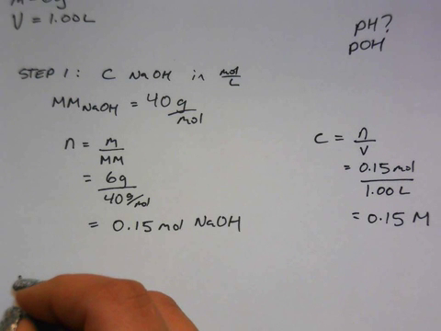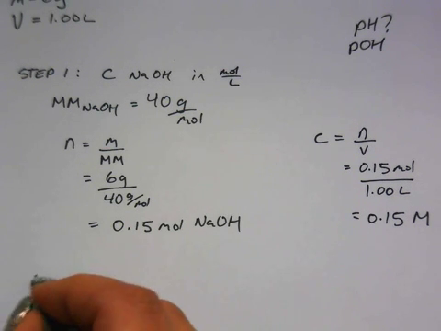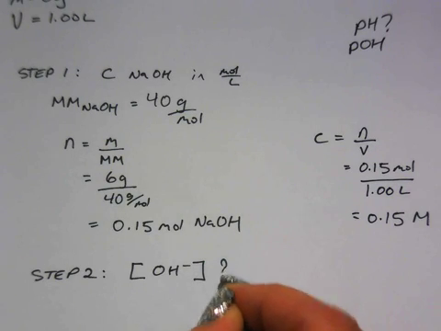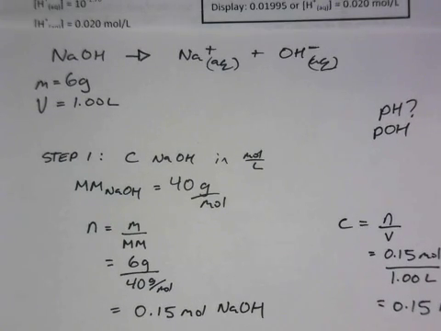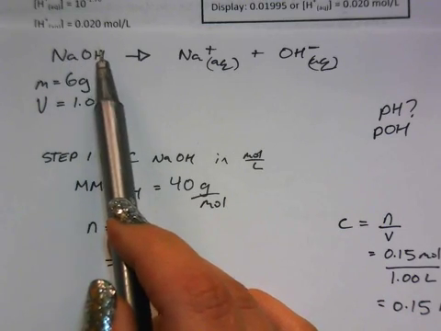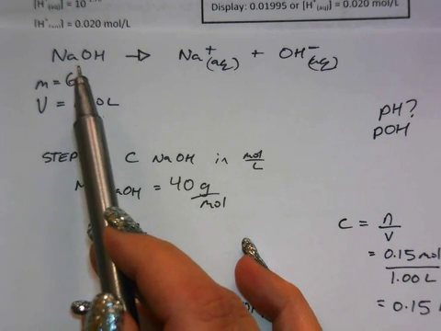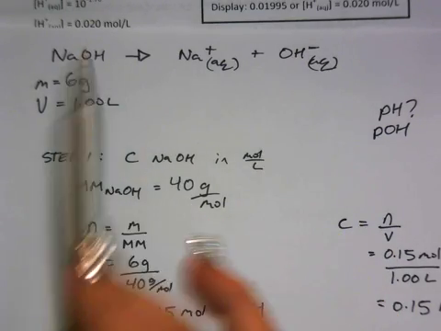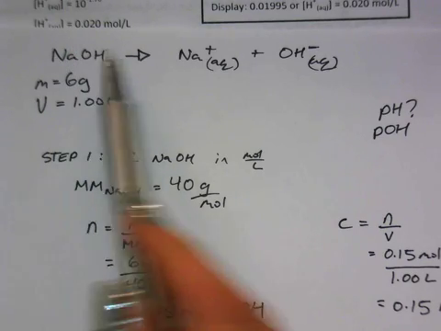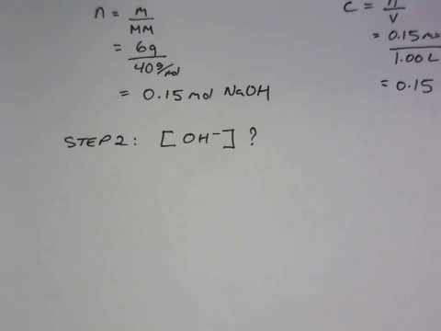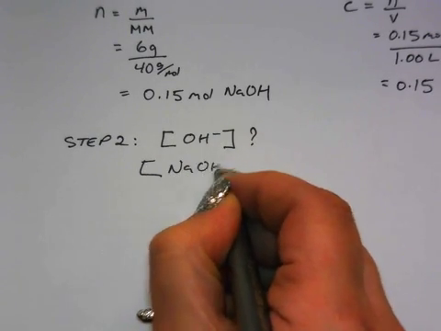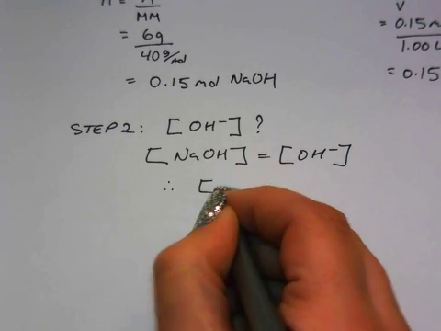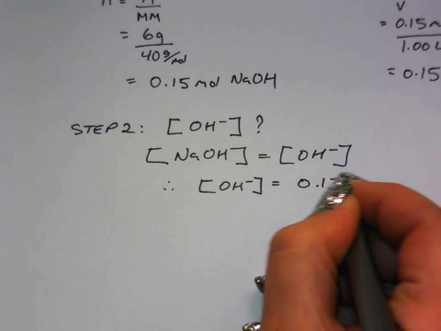Step 2. I want to know what the concentration of hydroxide is. I can take a look at my balanced chemical equation. Every time sodium hydroxide hits the water, it's going to dissociate. It's going to split into its 2 ions. Hydroxide is one of the ions. Every 1 NaOH donates 1 OH to solution. The concentration of NaOH is going to equal the concentration of OH. Therefore, the concentration of OH is going to be 0.15 moles per liter.